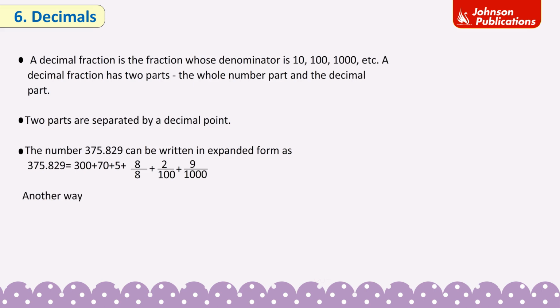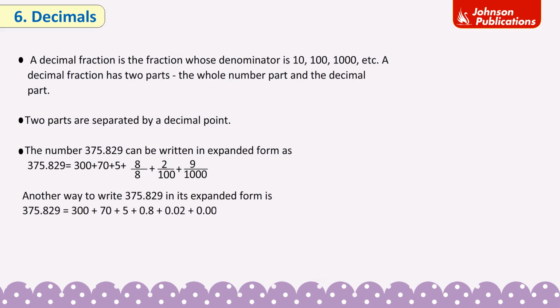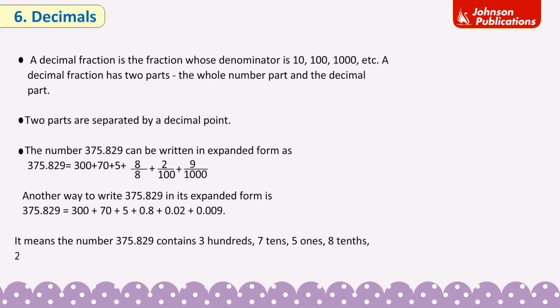Another way to write 375.829 in its expanded form is 375.829 is equal to 300 plus 70 plus 5 plus 0.8 plus 0.02 plus 0.009. It means the number 375.829 contains 3 hundreds, 7 tens, 5 ones, 8 tenths, 2 hundredths and 9 thousandths.